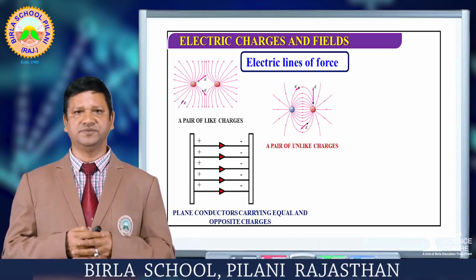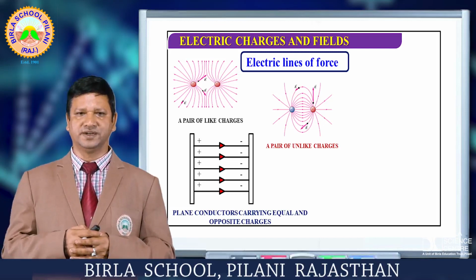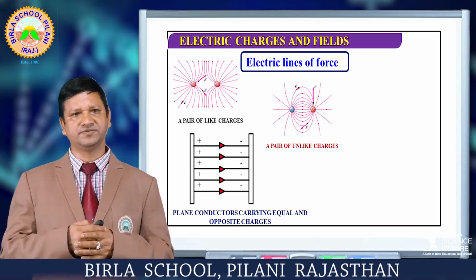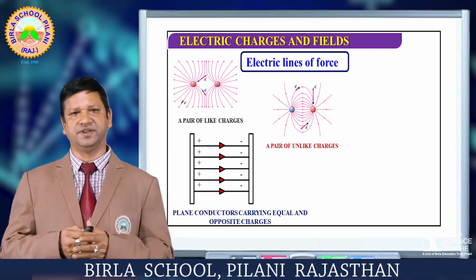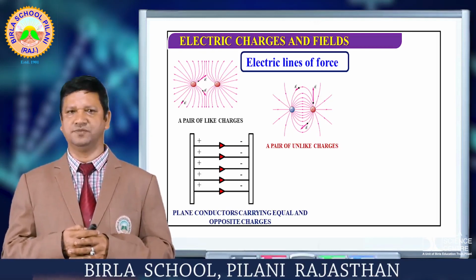So this is a pair of unlike charges. And here the plane conductors carry equal and opposite charges. So these two sheets, from where the positive and negative charges are mentioned, and from here we can see how the electric field lines have to be observed.